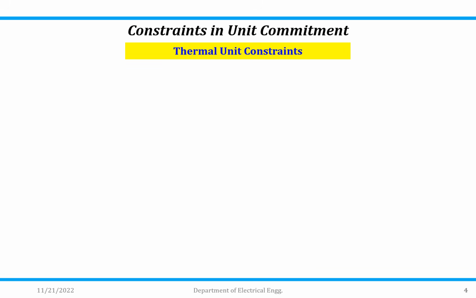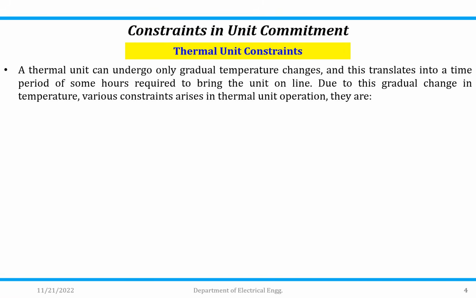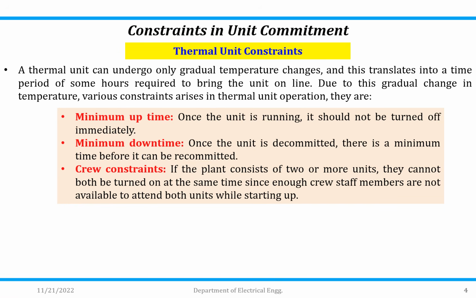Now, what are the thermal unit constraints associated with unit commitment? A thermal unit can undergo only gradual temperature changes, and this translates into a time period of some hours which is required to bring the unit online. Due to this gradual change in the temperature, various constraints arise in the thermal unit operation.